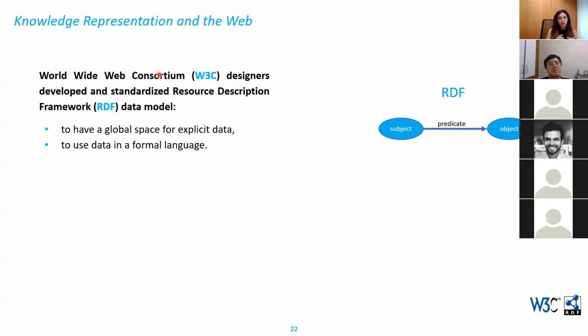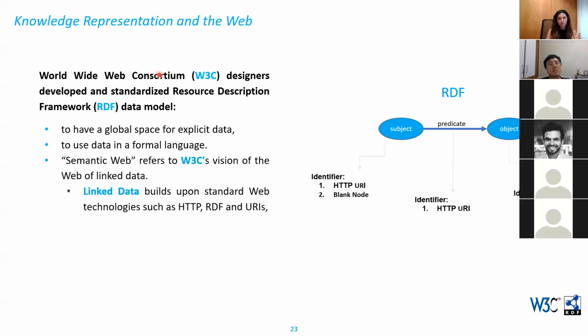W3C. So RDF is structured in triples, which consist of subject, predicate, and object. Simple as that. And so this is the way an RDF statement is constructed. And the term semantic web refers to the W3C vision of a web of linked data. And the web of linked data is built on top of standards such as HTTP, RDF, and URIs.